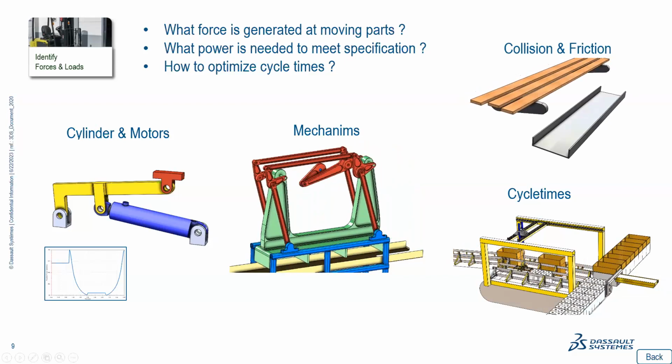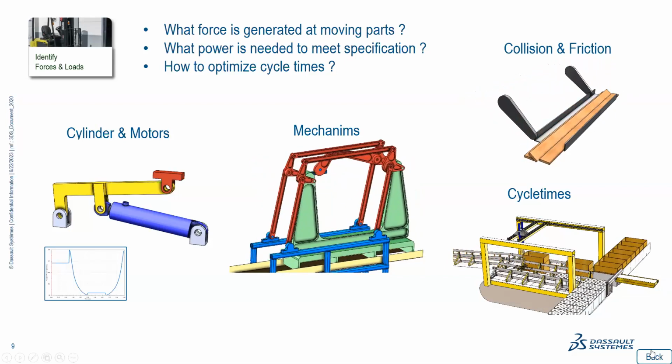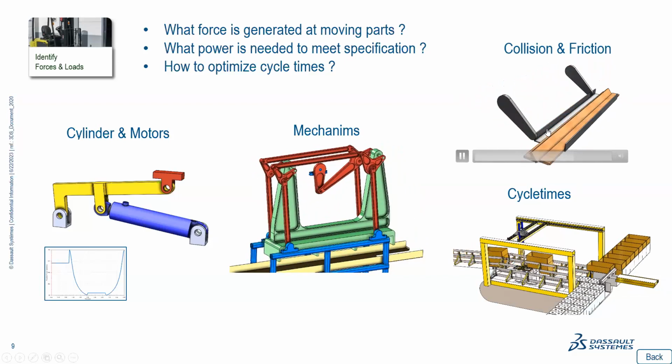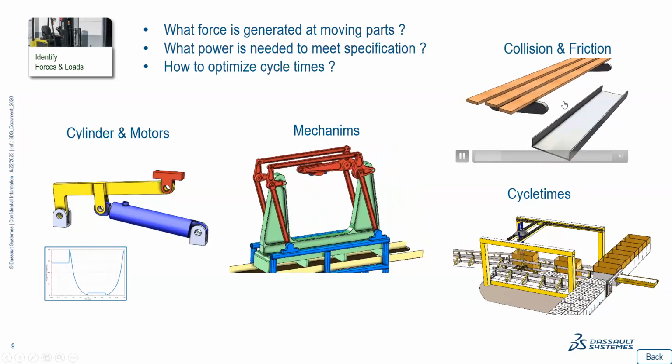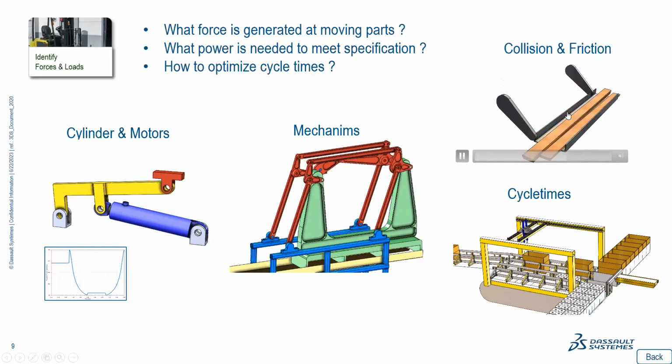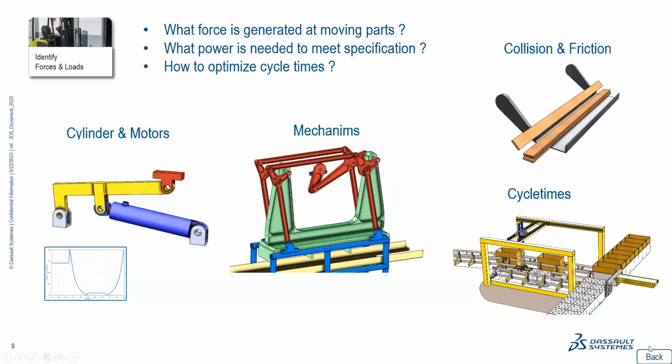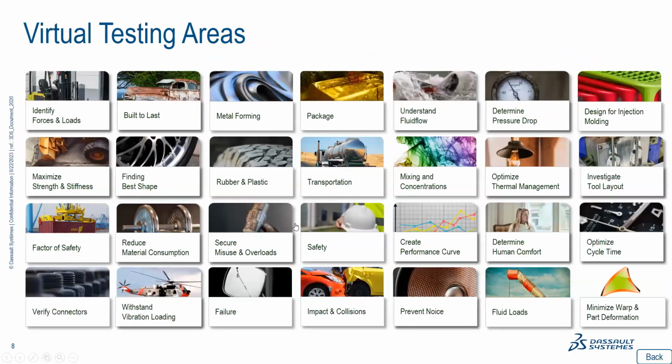Another one is collision and friction. For example, here there is a part which is falling, and you want to be sure that the bucket at the bottom is the right dimension, so it can keep, for example, the piece of wood. With this type of simulation, we can estimate the force we need to animate this, for the cylinder, for example, or the motors.